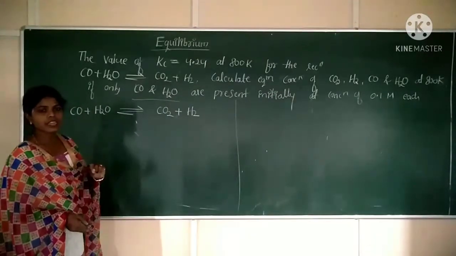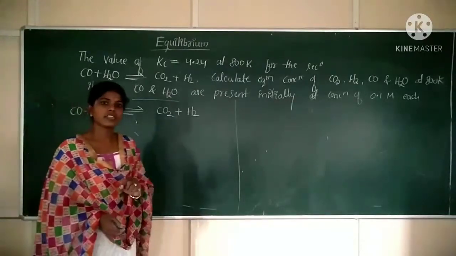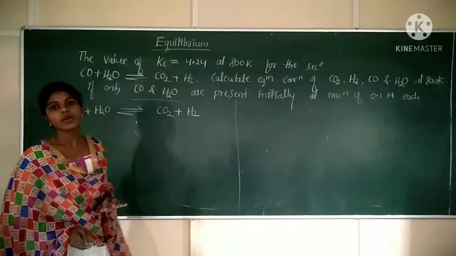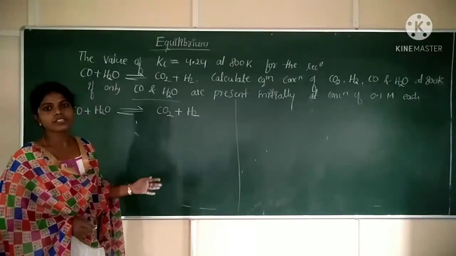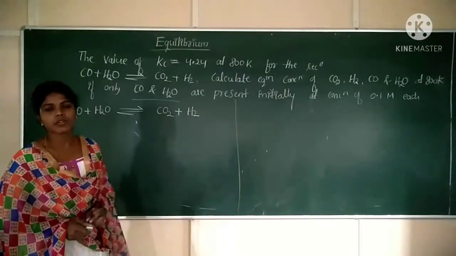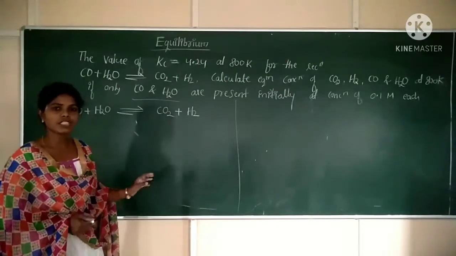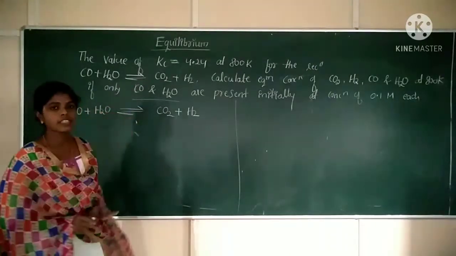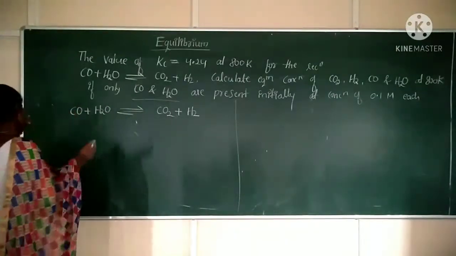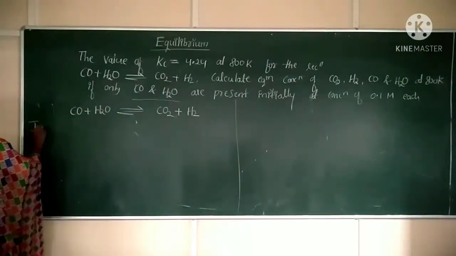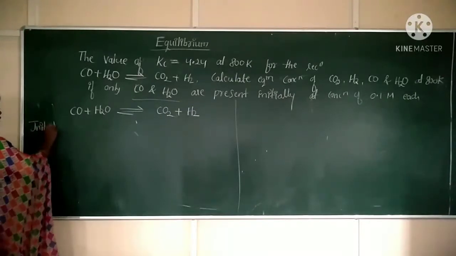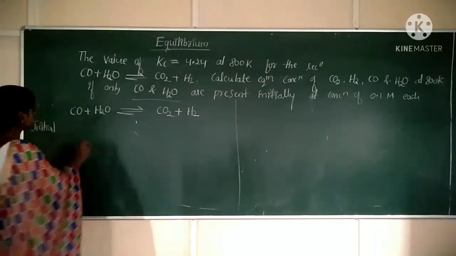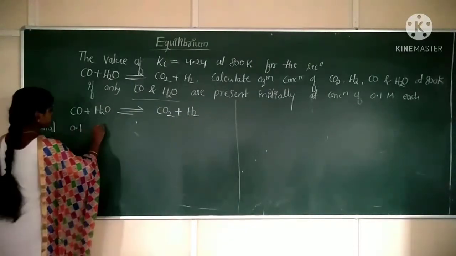But we have to calculate the equilibrium concentration. When the system attains equilibrium, at that time, what are the concentrations of reactant as well as product? So this is what they asked, okay? And Kc value is given. Clear? So initially, what is the concentration? Initial concentration of CO and H2O is 0.1, given 0.1.